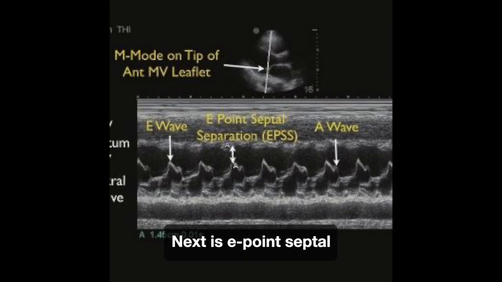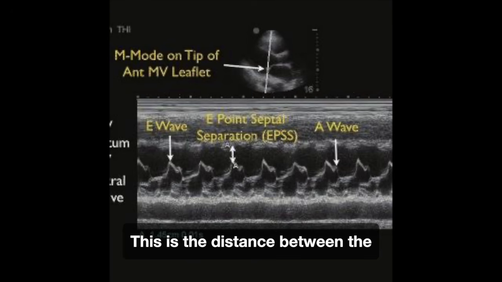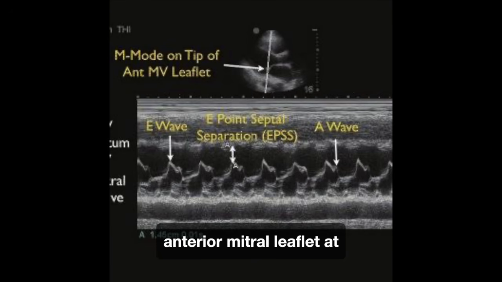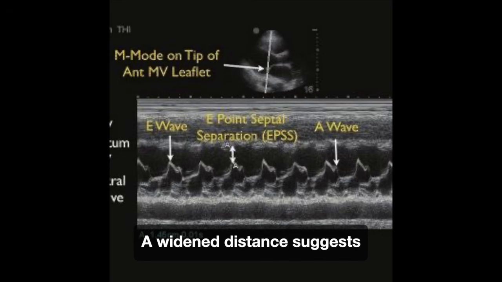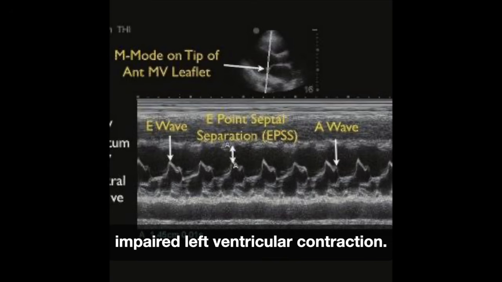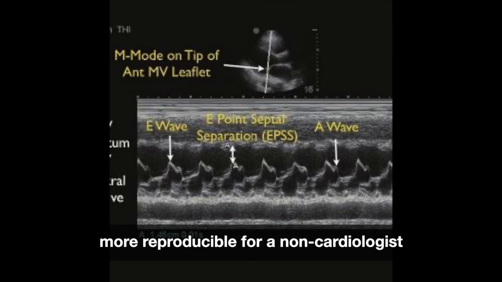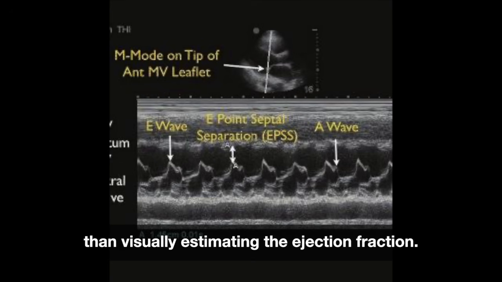Next is E-point septal separation or EPSS. This is the distance between the anterior mitral leaflet at its point of maximal opening and the interventricular septum. A widened distance suggests impaired left ventricular contraction. It takes only a few seconds to measure using M mode and may be more reproducible for a non-cardiologist than visually estimating the ejection fraction.